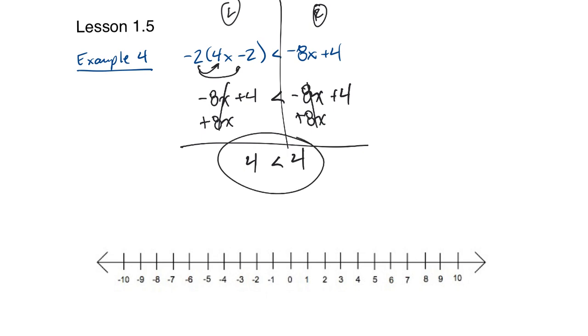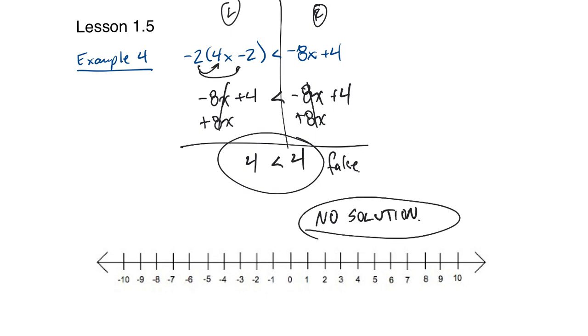Is this true? Is 4 less than 4? No, 4 is 4. If I had an equals to, or that little bar, which means 4 is less than or equal to, we would be good, but we're not. So this is no good. This is a false statement. So that means no solution. There exists no number in the real number line that I can plug into here and get a true statement.